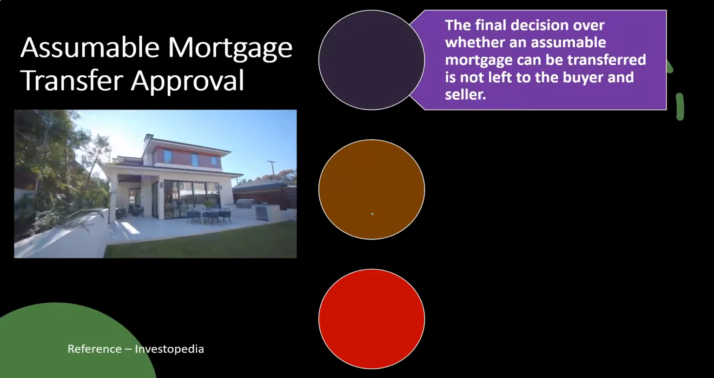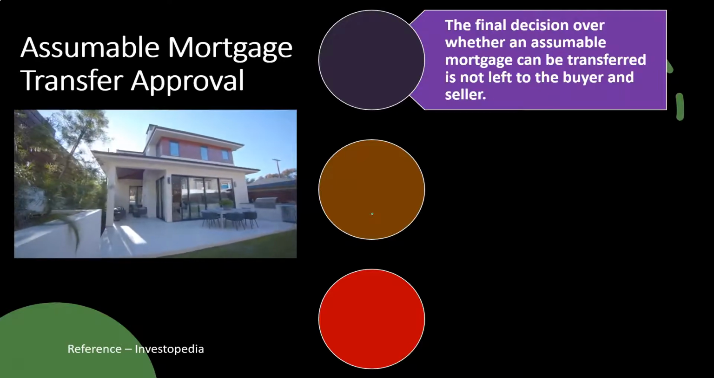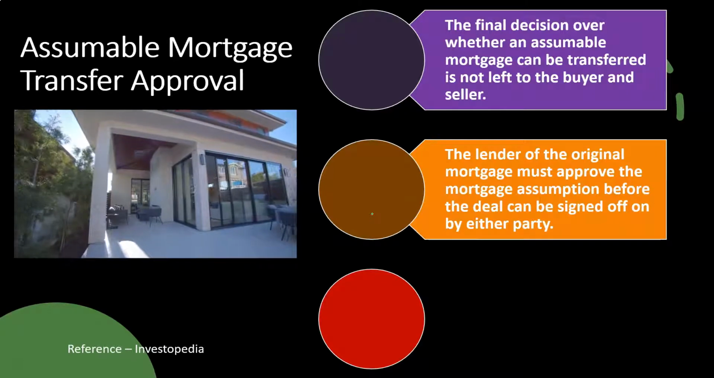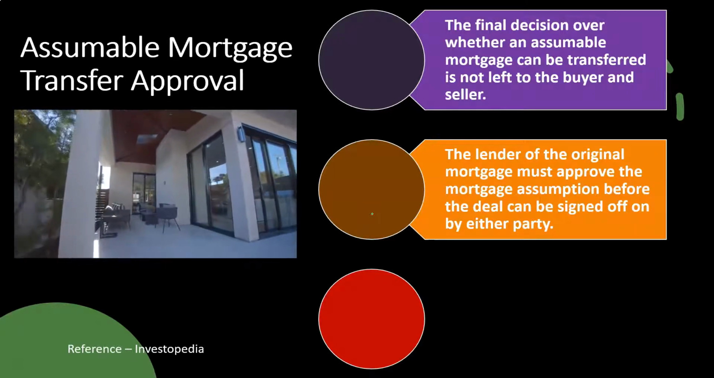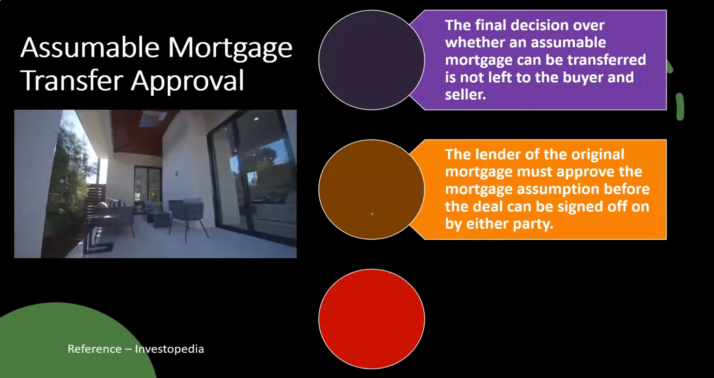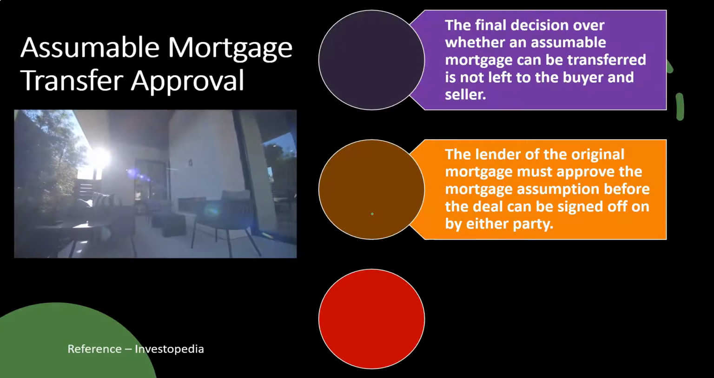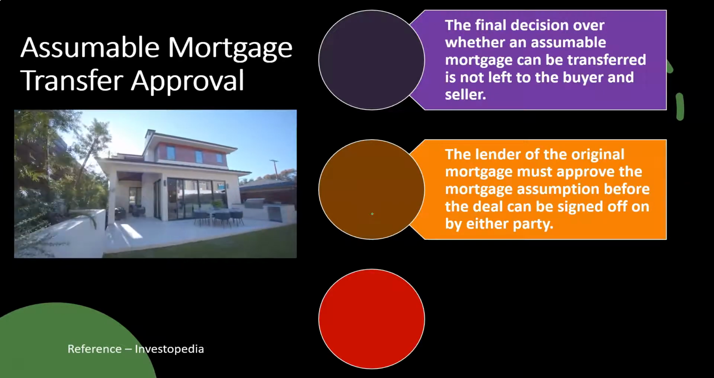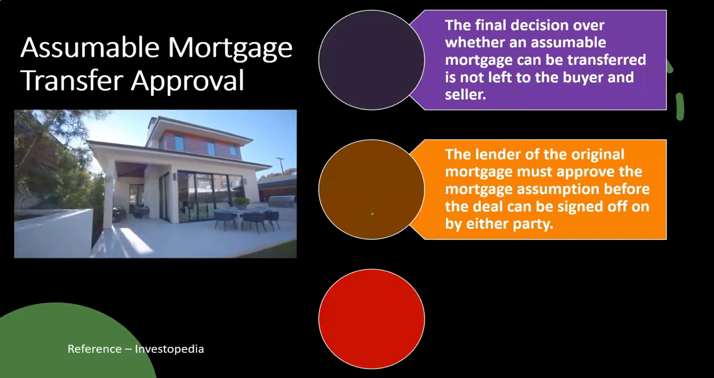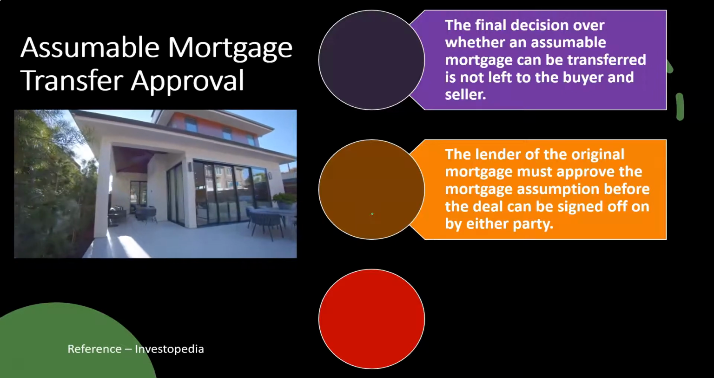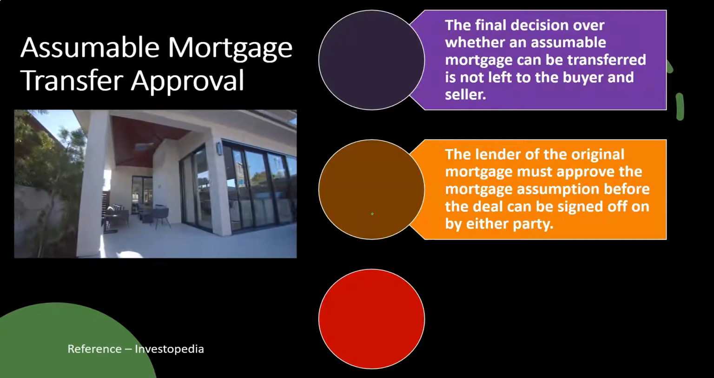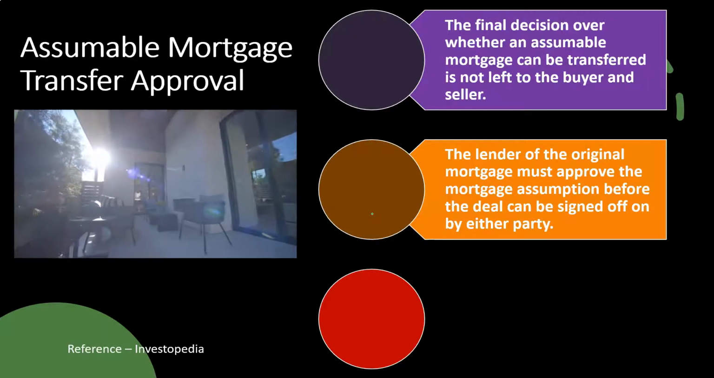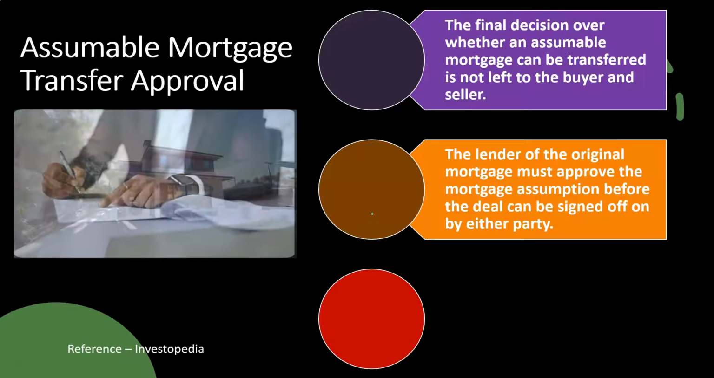Assumable mortgage transfer approval: the final decision over whether an assumable mortgage can be transferred is not left to the buyer and seller. The lender of the original mortgage must approve the mortgage assumption before the deal can be signed off on by either party. So in other words, obviously the lender is going to be involved here, because if I was the seller and I made a commitment to the lender to pay back the lender, I cannot just go to some random person and say I've now transferred my obligation to this other person, because the lender's going to want to say, hey, who is that other person? I made the deal with you.